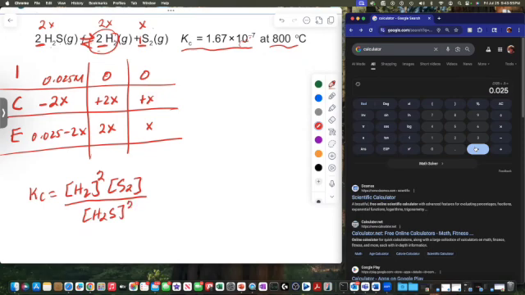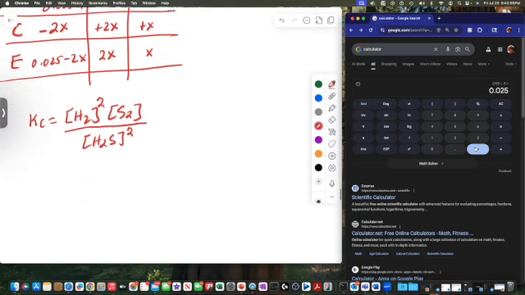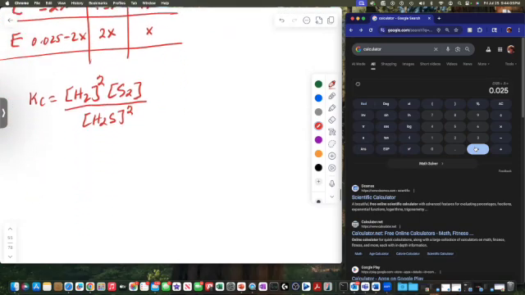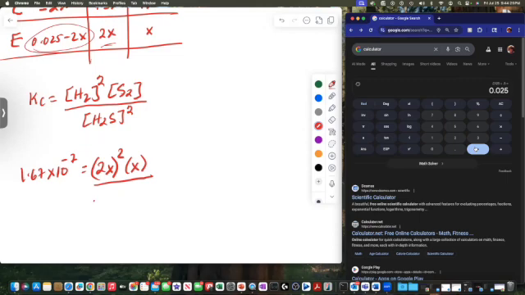H2S raised to the power 2. Okay? Now, before we plug in the numbers in terms of x, actually, let me go ahead and plug in the numbers. Let me just get it over and done with. 1.67 times 10 power negative 7 equals H2, which will be this number right here, right? So we got 2x squared. S2 is going to be x divided by this one here, squared, 0.025 minus 2x. And then square that.